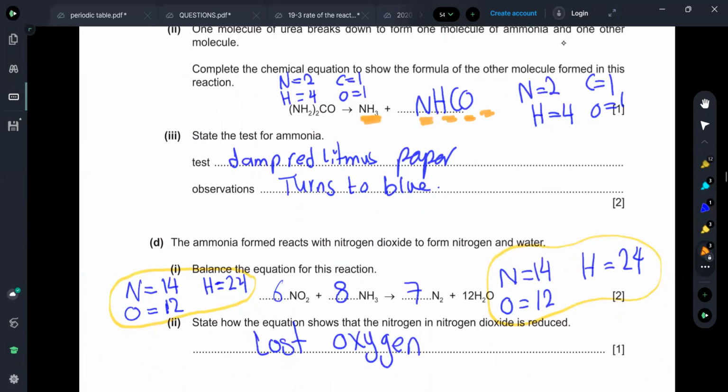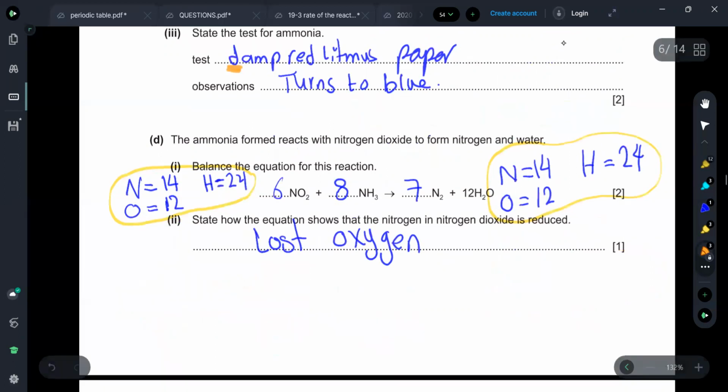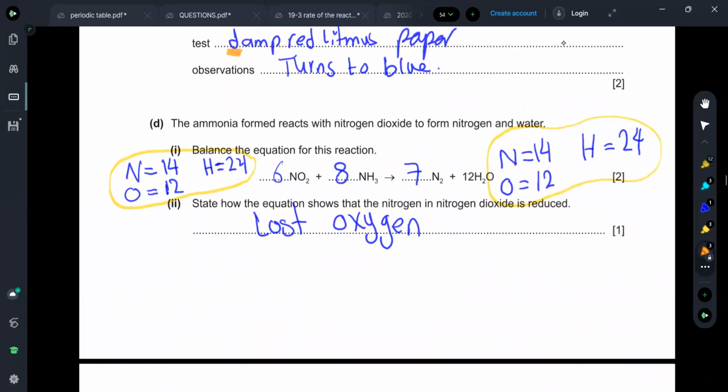State the test for ammonia using damp red litmus paper. Take care to write damp. Damp red litmus paper turns blue. The ammonia formed reacts with nitrogen dioxide to form nitrogen and water. Balance the equation.